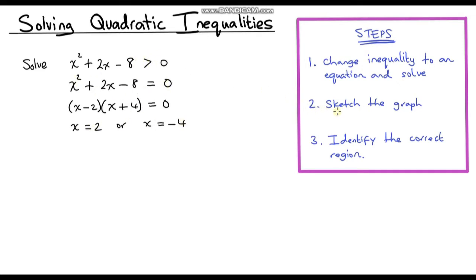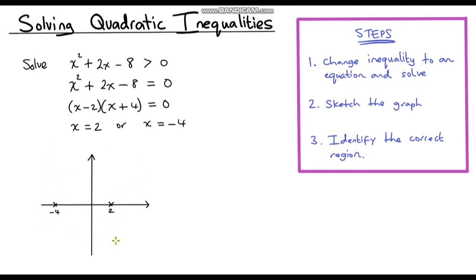So the next thing to do is sketch our graph. Now when we're sketching a graph, it is important to remember it is only a sketch, so it doesn't need to be perfect. So we just need the key points. First of all, let's plot our roots. So we have x equals 2, let's say that's there, and negative 4, let's say that's over here. And now we need to draw our curve in.